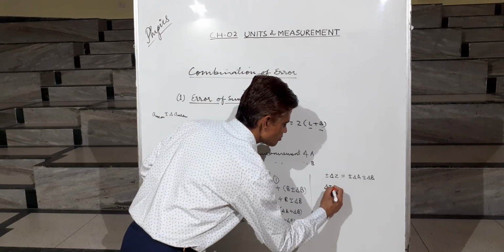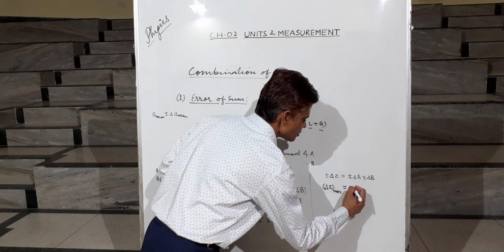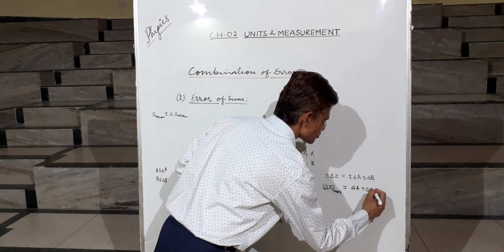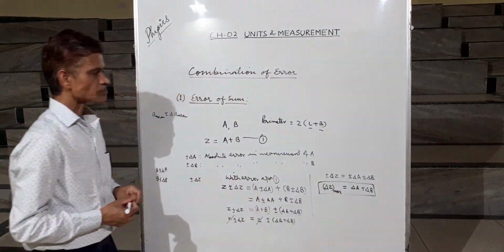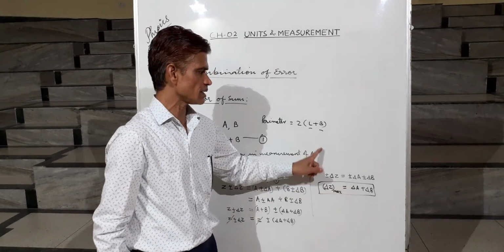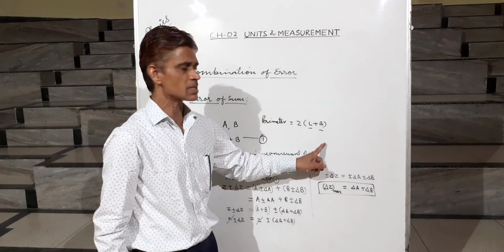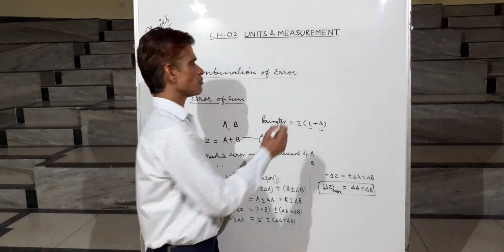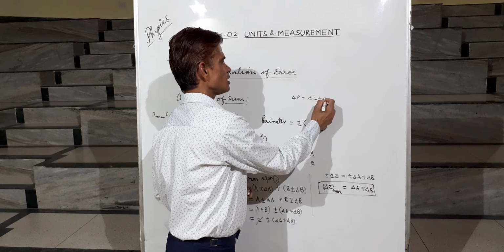So delta z max, that is the maximum error propagated in the measurement of z, will be this delta a plus delta b. We will ignore the negative sign. So this length that is measured directly, suppose the error propagated in it is delta L and in the breadth measurement the error was delta b. So the error in the measurement of perimeter will be equal to delta L plus delta b.